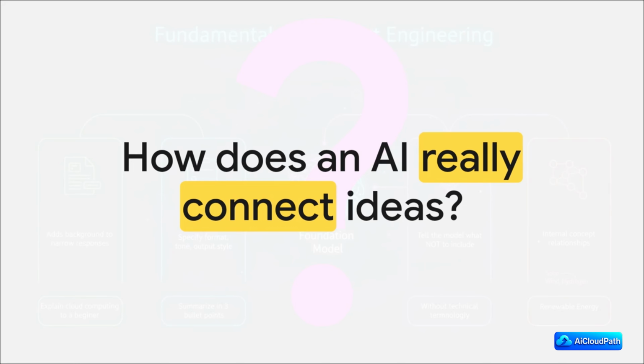I mean, have you ever just stopped and wondered, how does an AI do that? How does it jump from one idea to a related one, even when they don't seem super connected? Like, how does it know that solar and wind are related to sustainability? Well, the answer is all in this concept of latent space.